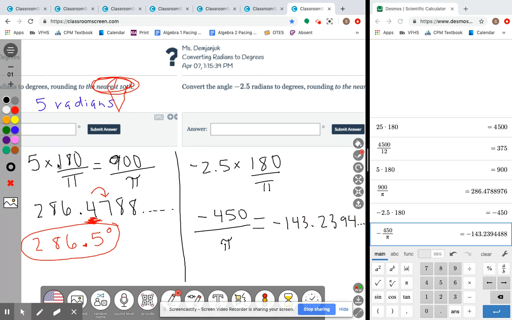And Desmos tells me that it's negative 143.2394 going on. Again, I want to round to the nearest tenth, one decimal place that means. So I want to round this 0.2. Looking at what's next to the 0.2 is a 3. 3 is less than 5, so I can cut all of that off. And my final answer is negative 143.2 degrees.